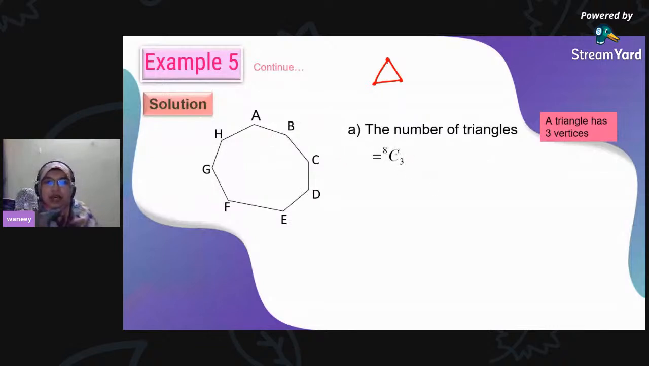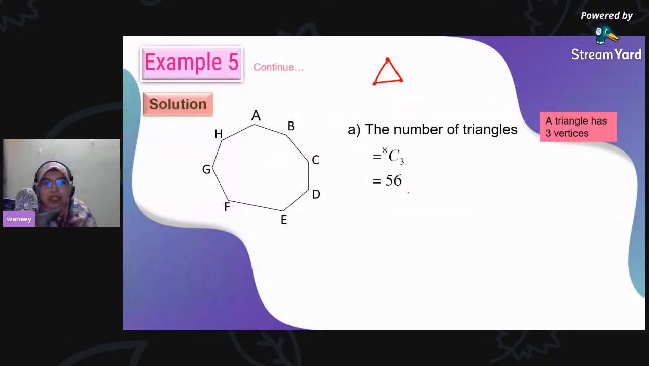So out of 8, I will choose 3 vertices. So it will become the number of triangles. From 8, we choose any 3 vertices and we join them to get a triangle. So out of 8 vertices, we are only going to choose 3 vertices to make a triangle. Okay, so the number of triangles will become 56.